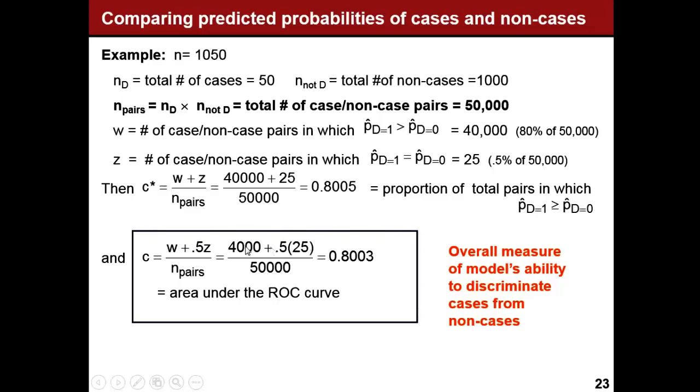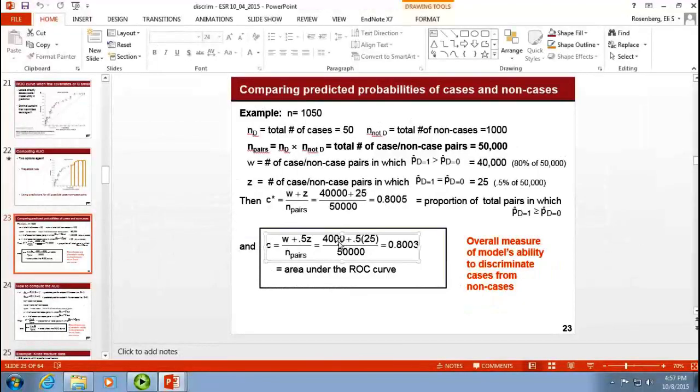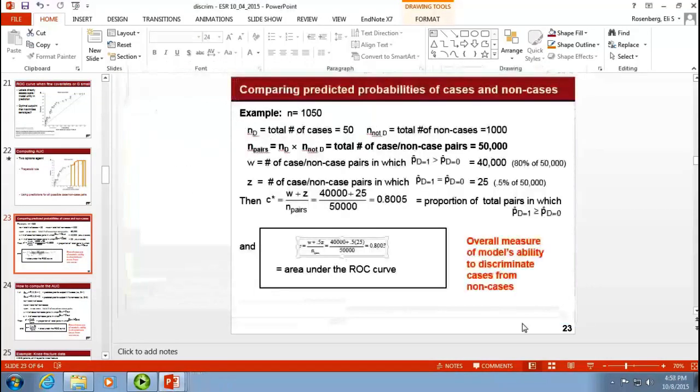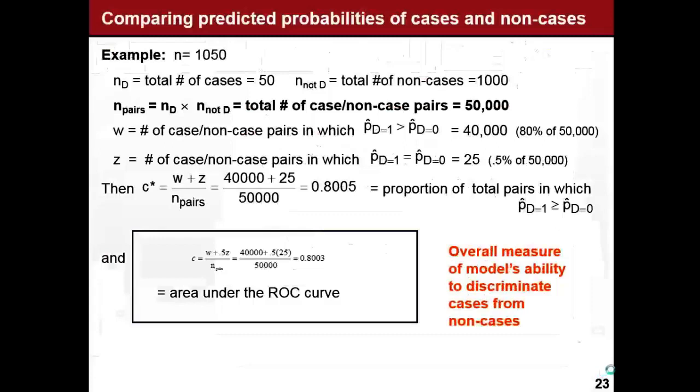So here's a situation where you had 50,000 possible pairs of cases with non-cases. And let's just say 40,000 of the 50,000 pairs had a case where the case was predicted higher than the non-case. And then it splits 25 ties, and then it comes up with an area of 0.8.